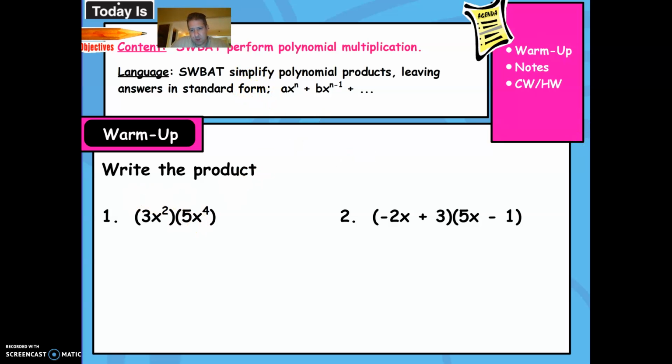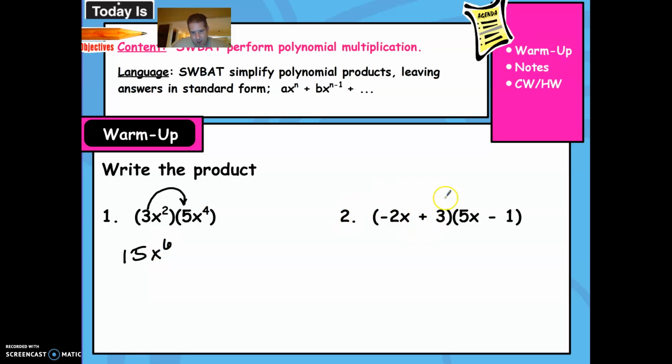We are multiplying polynomials now. We are going to start off with two types of multiplication that you should already know how to do from Algebra 1, and that is multiplying two monomials. So you do coefficient times coefficient is 15. X squared times x to the fourth. Remember, when you multiply things with the same base, you add the exponents, so that becomes x to the sixth.